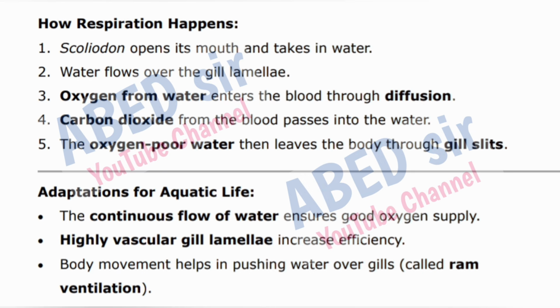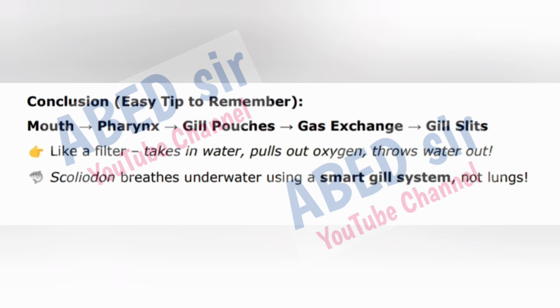Adaptations for aquatic life: the continuous flow of water ensures good oxygen supply. Highly vascular gill lamellae increase efficiency. Body movement helps in pushing water over gills, called ram ventilation. Conclusion, easy tip to remember: mouth, pharynx, gill pouches, gas exchange, gill slits. Like a filter, it takes in water, pulls out oxygen, throws water out. Scoliodon breathes underwater using a smart gill system, not lungs.